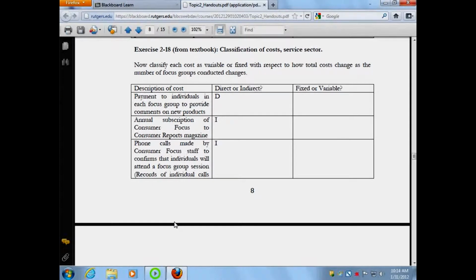Okay? It is fixed per group. Yes, it's 400 per group. But remember, variable costs are fixed per unit and vary in total. Okay? So don't let that throw you off.